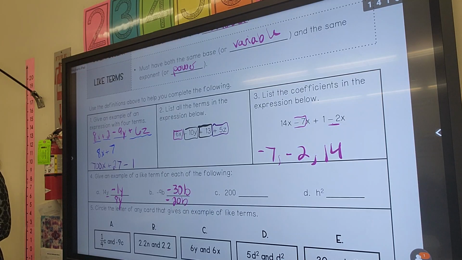Someone I haven't heard from yet. Cameron, what's a like term for 200? Plus 1 million, I'm not going to write out the whole number, but 1 billion. Any number. 137. Okay, Tina, what's another like term for 200?